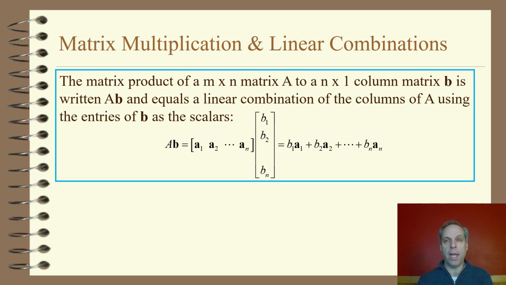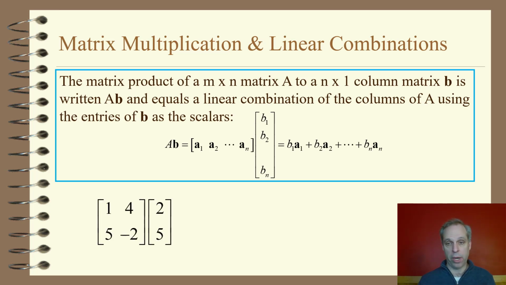So if you give me a matrix A that is m by n and a column matrix B that is n by 1, then we write the product of the matrix A by the column matrix B as A times B, and it equals a linear combination of the columns of A, but using the entries of B as the scalars. So I wrote down a notation here for you, and I'll give an example to show you what I mean. So I want to know, what is this product?